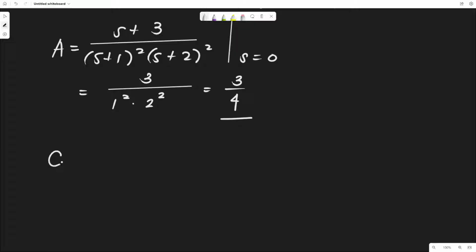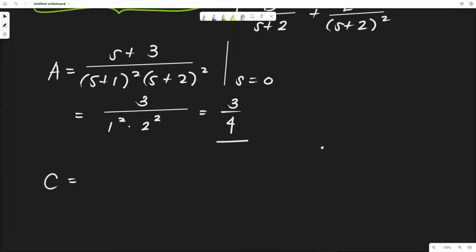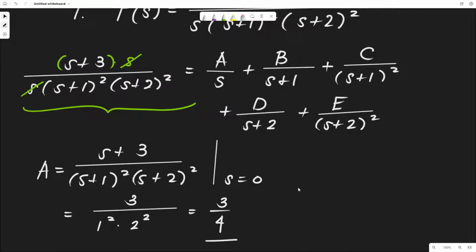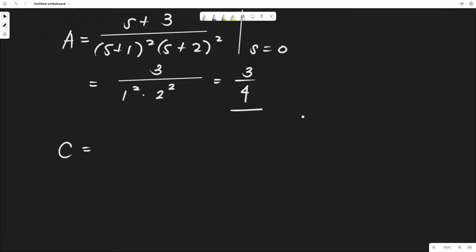Kay C muna tayo, unahin ko muna yung C. Kasi yung values ni B and D, actually, kung mapapansin niyo, they have almost the same denominator with C and E respectively. It's just that C and E have an exponent of 2 while B and D have an exponent of 1. I am pertaining to the denominator. So, meron siyang squared, meron siyang squared, ito walang squared, ito walang squared. So, unahin ko muna yung C.